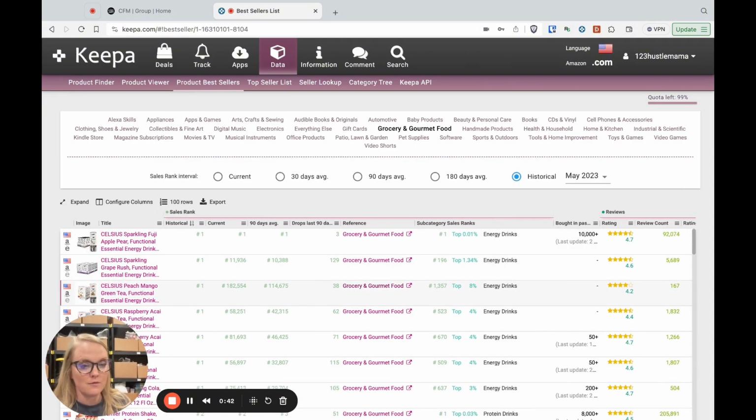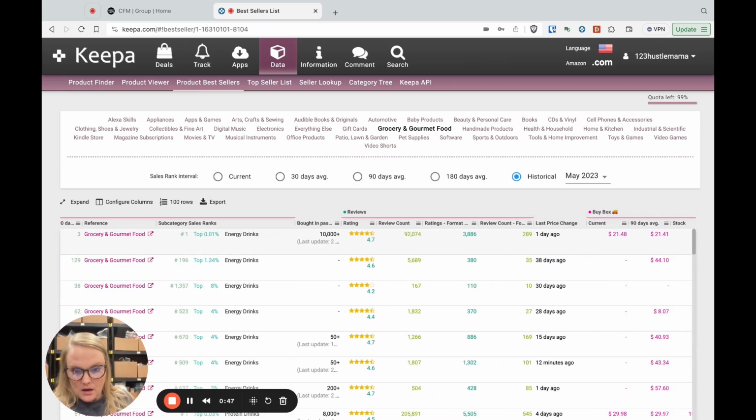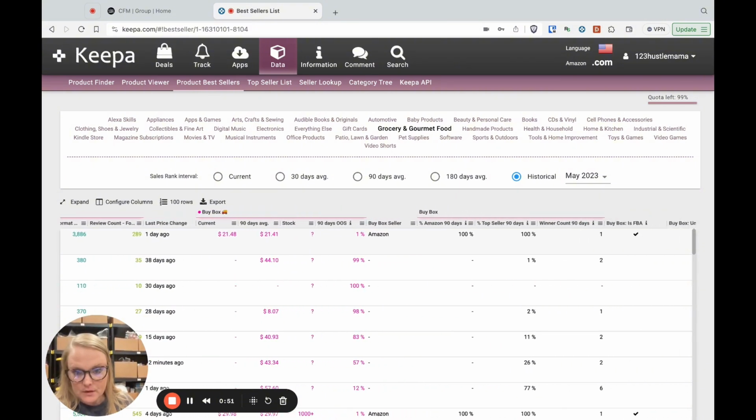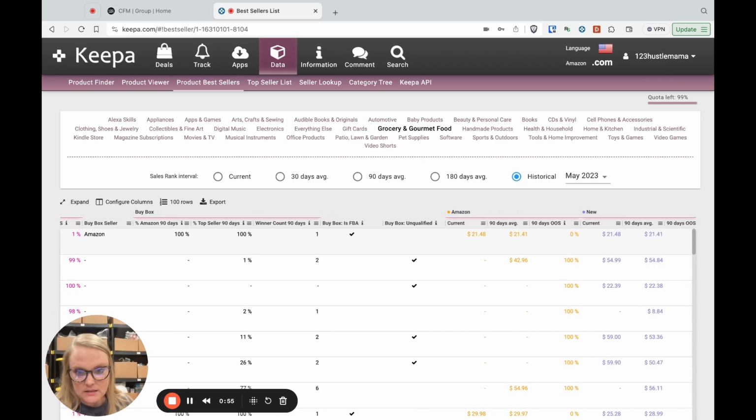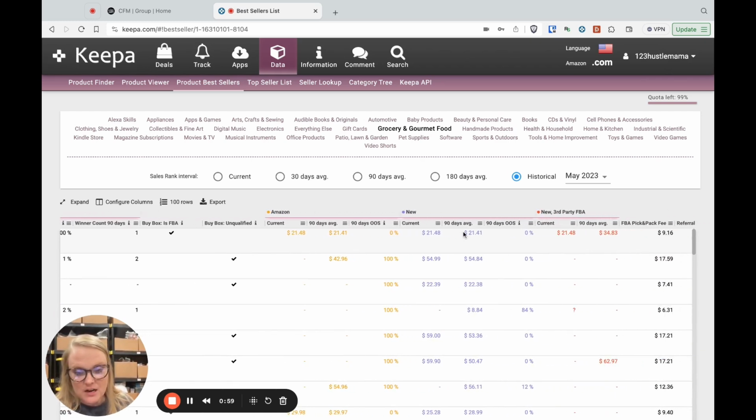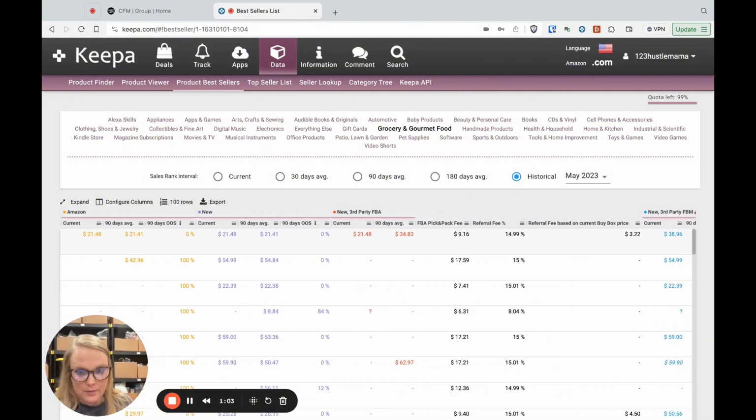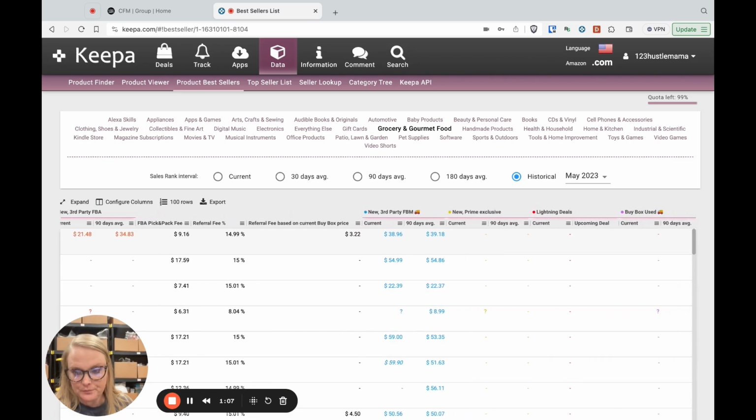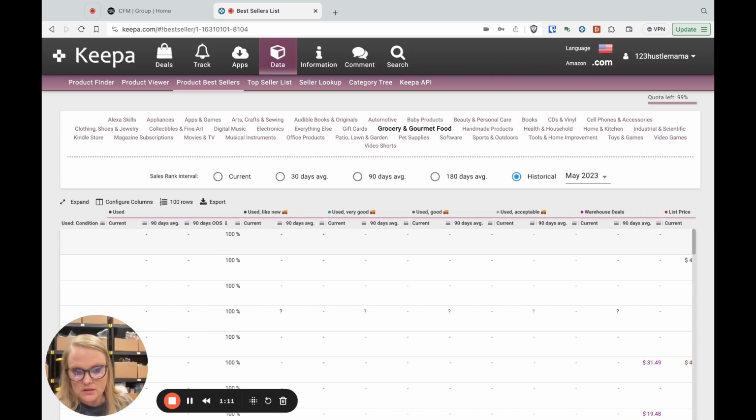You can see if you go over, it's extensive: subcategories, ratings, review counts. It shows you the Buy Box seller. I love that. Current pricing, 90-day average. I mean, it just kind of goes on and on. The pick and pack fee you're going to pay to FBA this product, the referral fees. And I think it even shows you other sellers.